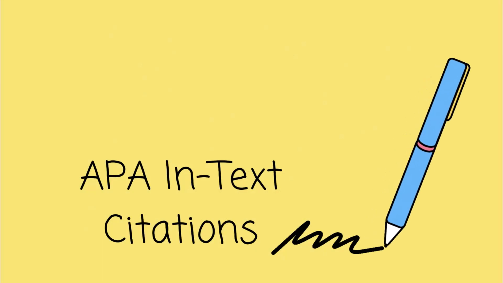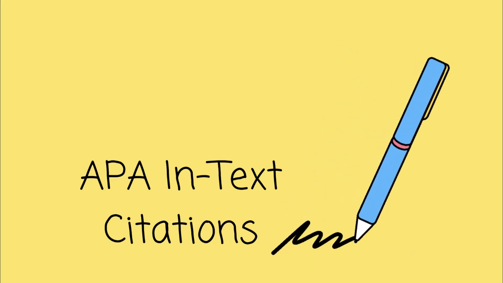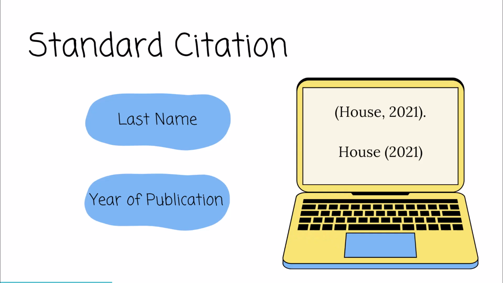In this video, you'll learn how to format APA in-text citations. A standard APA in-text citation includes the author's last name and the year of publication. If you do not say the author's last name in the sentence, then the citation goes at the end of the sentence. You'll put this citation in parentheses. You'll have the author's last name, a comma, and then the year of publication. You will then close the parenthesis and add a period at the end.